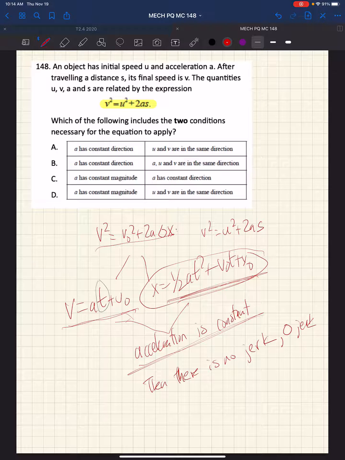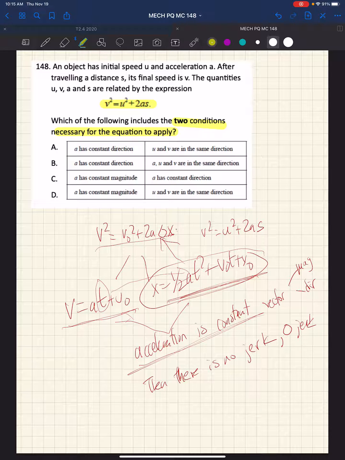So when you solve this one for t and put it in here and come up with this expression up here, then the same thing must be true. The acceleration must be constant. So if the acceleration is constant, it's a vector, and a vector has magnitude and direction. So in looking at this question, it's difficult to tease out if we don't do that work first. So we need to identify what two conditions are necessary for the equation to apply.